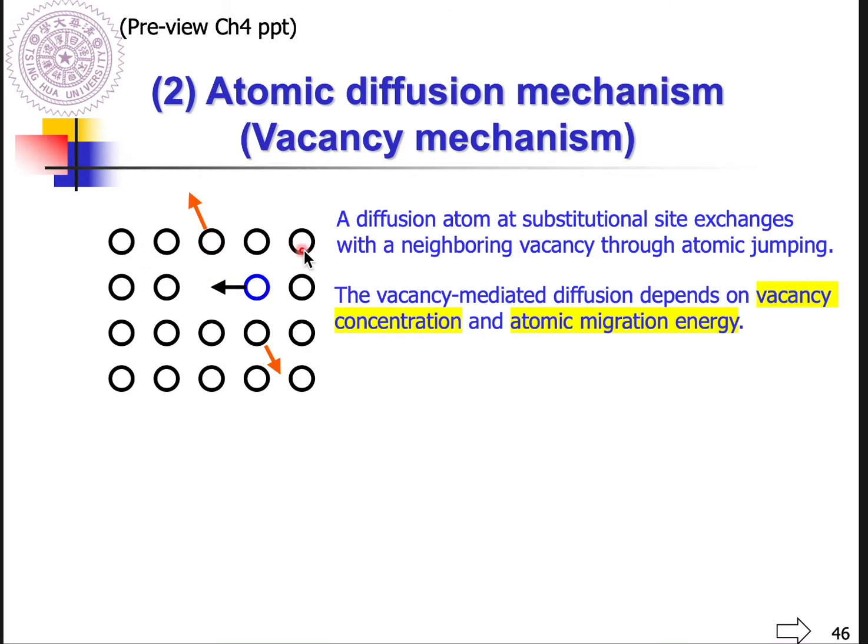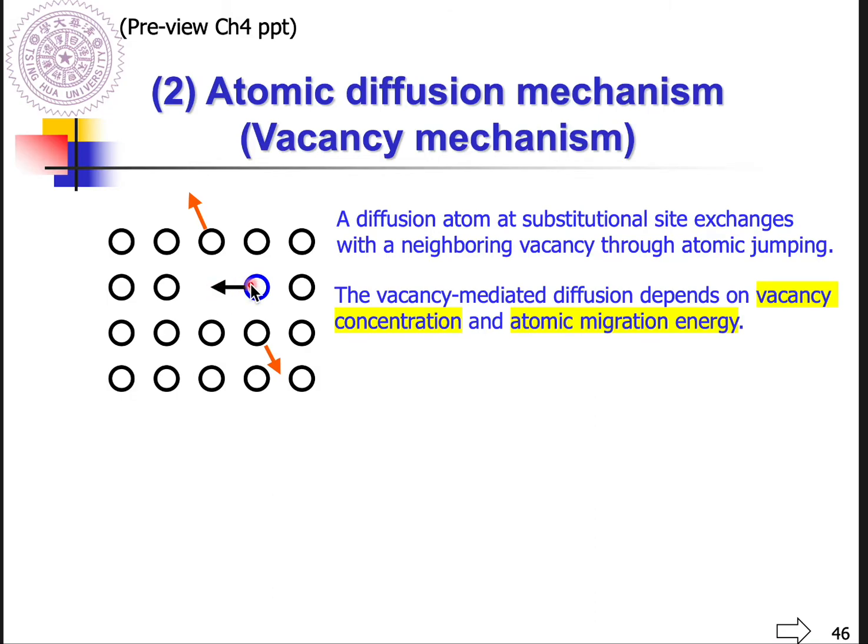The black and blue circles represent the atoms, and the diffusing atom now is this blue circle atom. It is at the substitutional site, and it will exchange with the neighboring vacancy through atomic jumping. So this diffusion is dominated by this kind of exchange with the surrounding or neighboring vacancy.